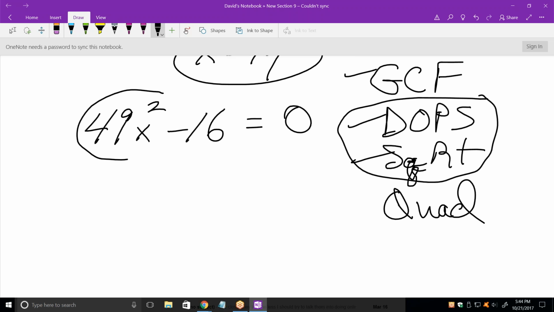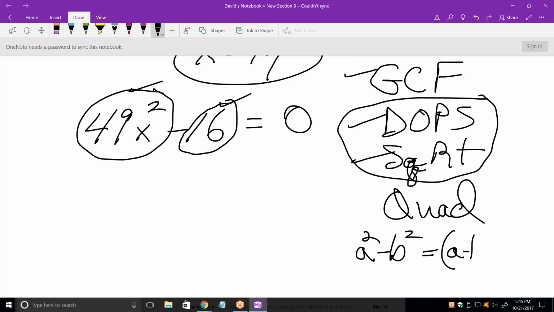Notice why that works on this. That is a perfect square, 7x squared. And this is a perfect square, that is 4 squared. They're being subtracted, so I have the difference of perfect squares. Each one of them is a perfect square, and I'm taking the difference of them. And a squared minus b squared always factors into a minus b times a plus b.